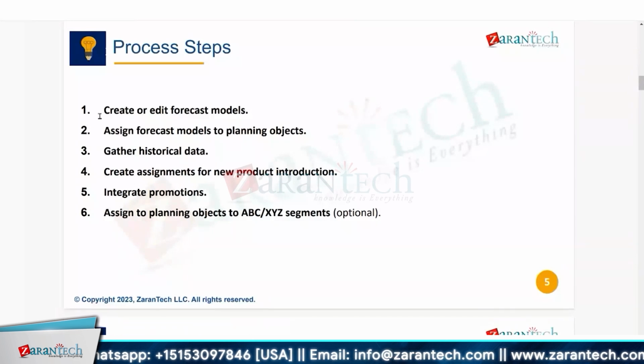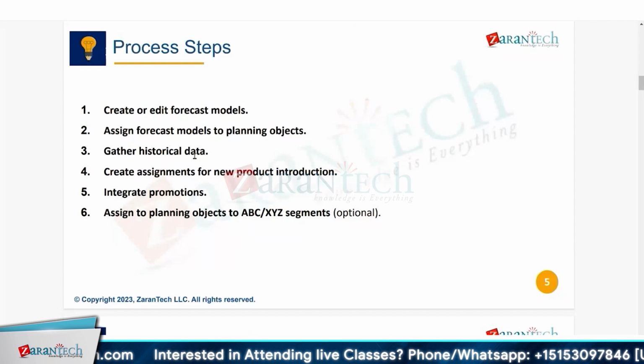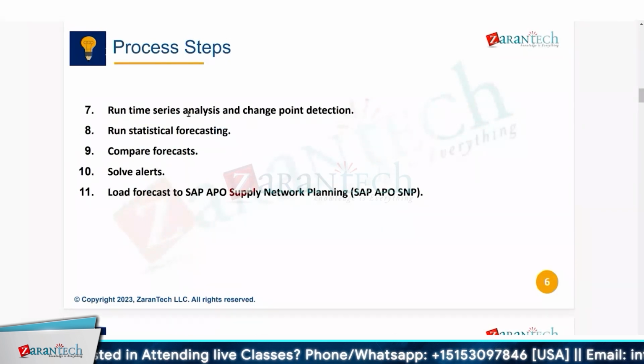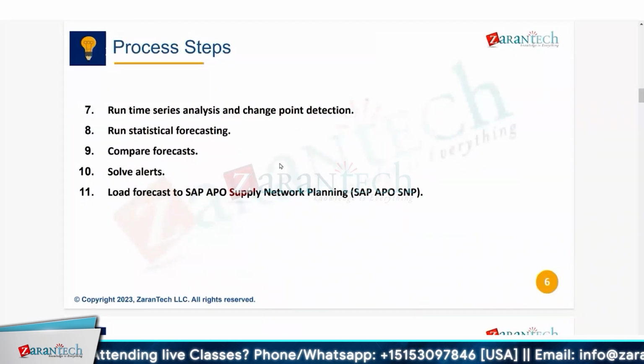This is basically what I just explained. So I'm not going to get into the details. The process steps are: create or edit forecast model, then assign forecast model to planning object, gather historical data, create assignments for new product introduction if it is a new product, then integrate promotions, okay, assign planning objects ABC XYZ. This is optional and this is part of preparation. Then run time series analysis and change point detection, run statistical forecast, compare, and then upload.